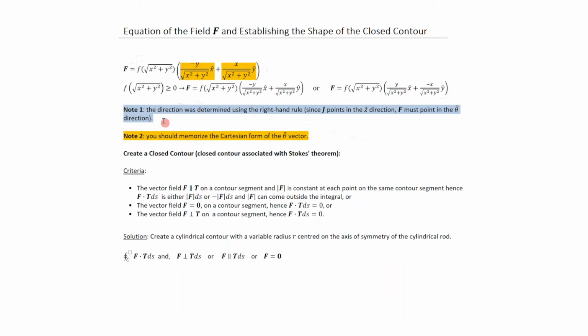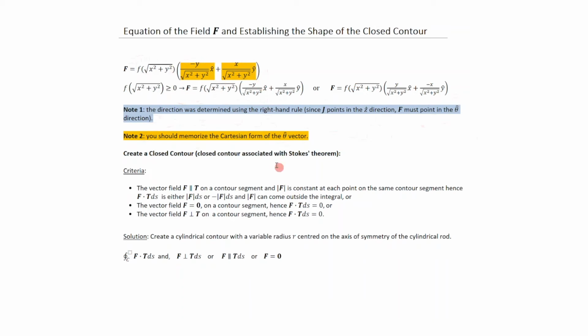Again, just a note, the direction was determined using the right-hand rule. Since J points in the z-hat direction, F must point in the theta-hat direction. And so effectively, that's how we got the result that you've seen above. Just as a note, you might want to memorize a Cartesian form of the theta-hat vector, which is the one that's displayed here in orange.